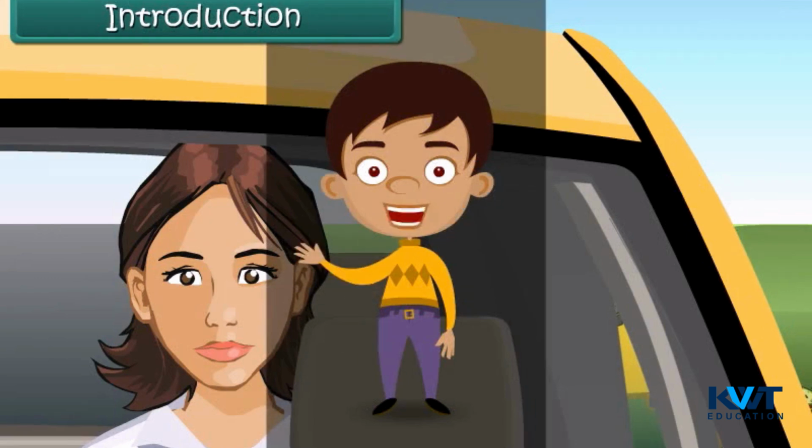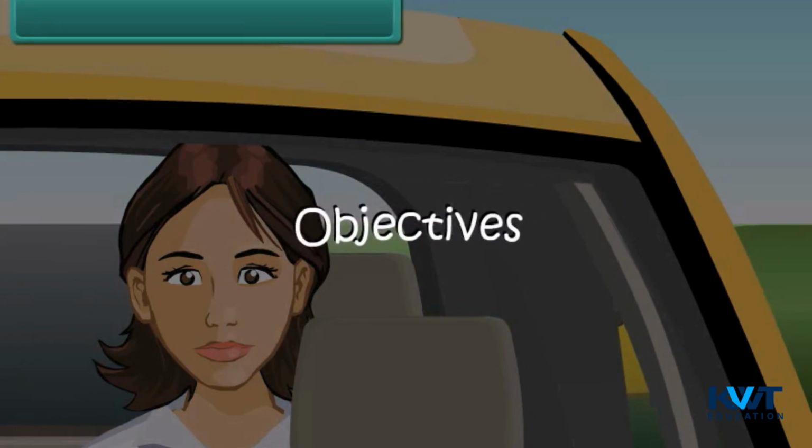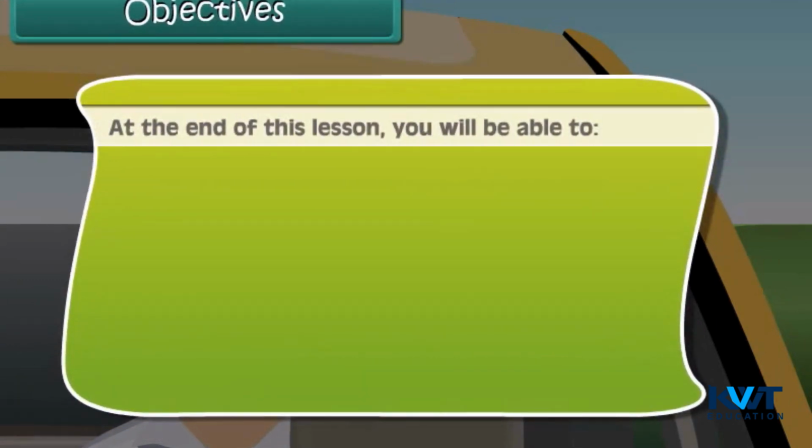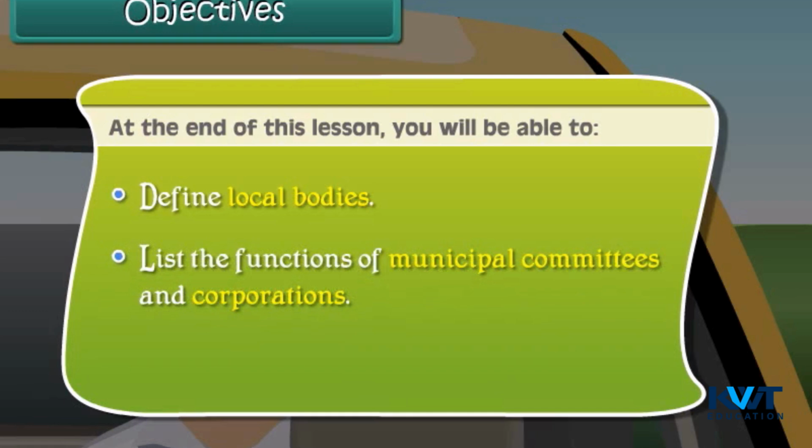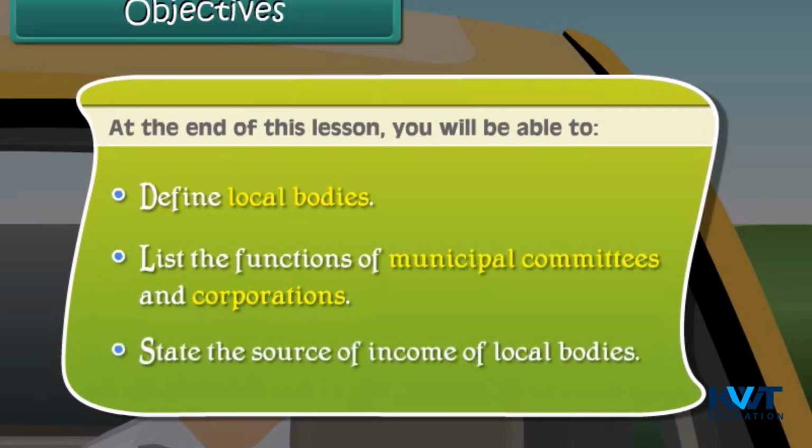In this lesson, we will learn about local government bodies and their functions. Objectives. At the end of this lesson, you'll be able to define local bodies, list the functions of municipal committees and corporations, state the source of income of local bodies.